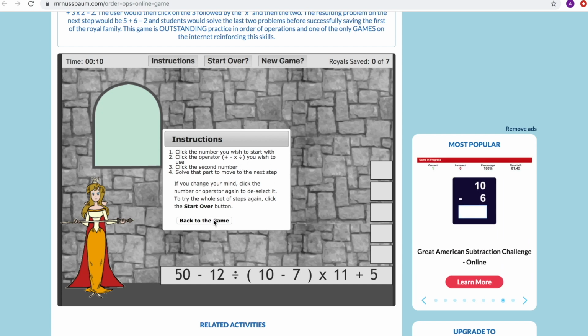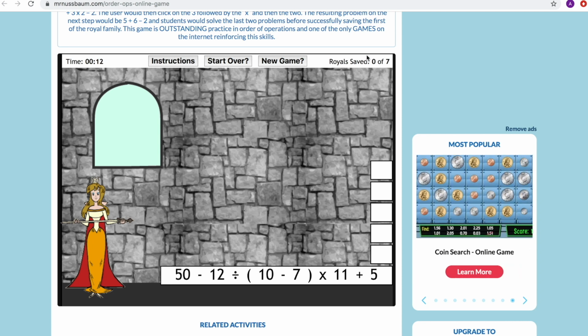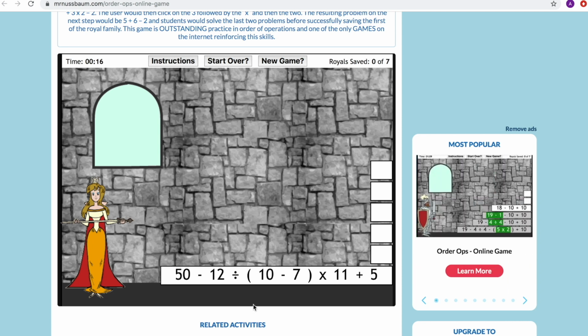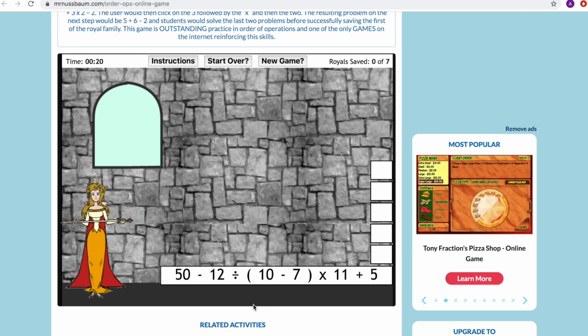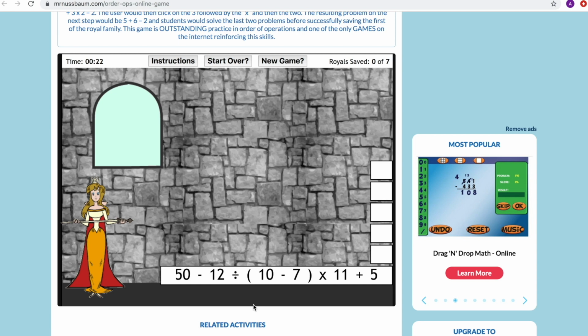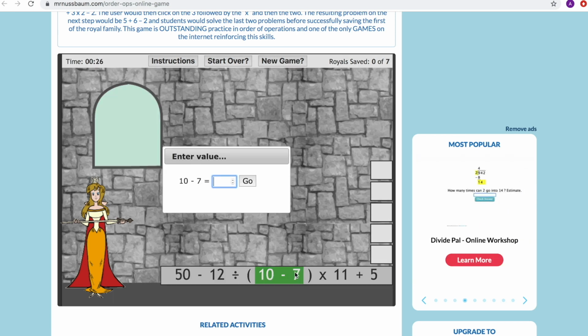So I'm going to go to saving. I see right here there's 7 royals to be saved. So every time you get a part right, you have saved somebody. Go on to the next step. Correct. And you'll see that it's going to build up steps so she can get out of there. So I'm going to start order of operations. 10 minus 7 with parentheses, and I get 3.